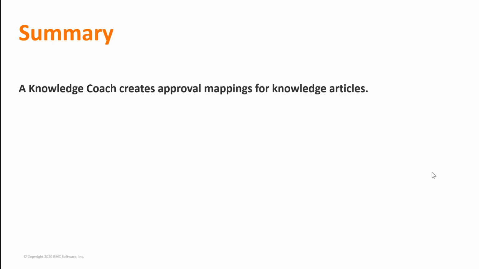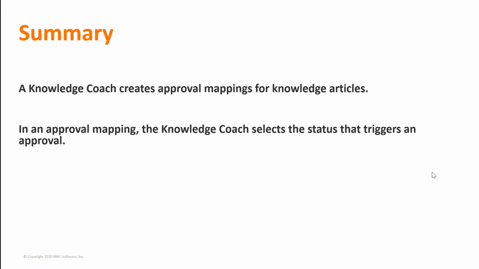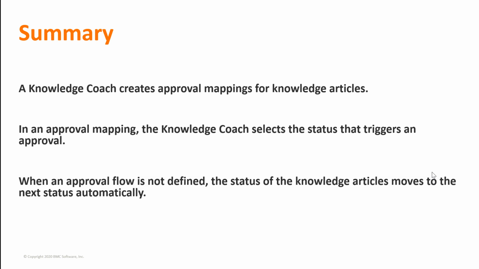To summarize, a knowledge coach creates approval mappings for knowledge articles. The knowledge coach selects the status trigger for the approval process. If no approvals are defined, the knowledge article moves to the next status automatically.